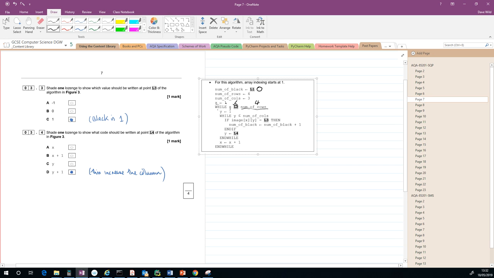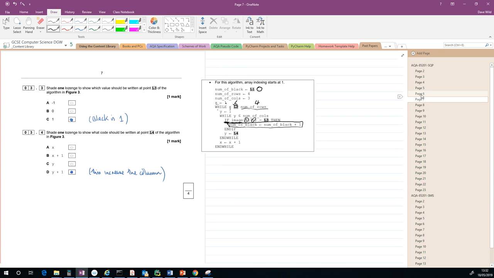Shade 1 lozenge to show which should be written at L3. Let's try and figure out what's going on here. It says if, so we're doing some sort of decision. This is our 2-dimensional array, and it's talking about some position in the 2-dimensional array. This is the row number, this is the column number. If it's equal to some value that we've got to figure out, then we're increasing the number of black pixels.